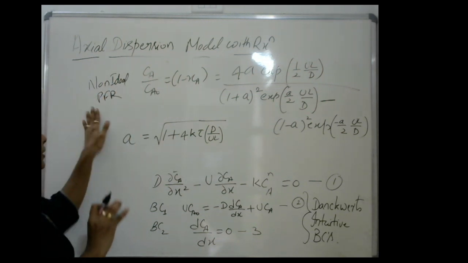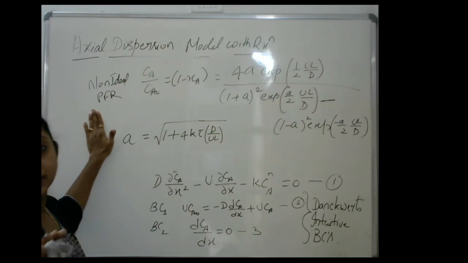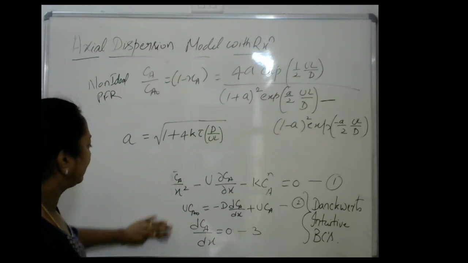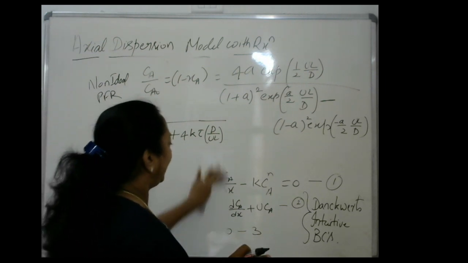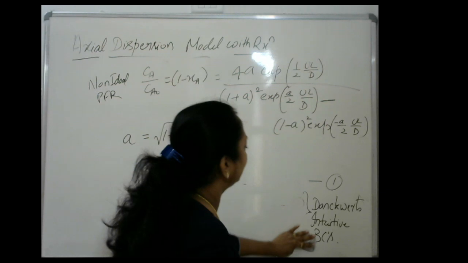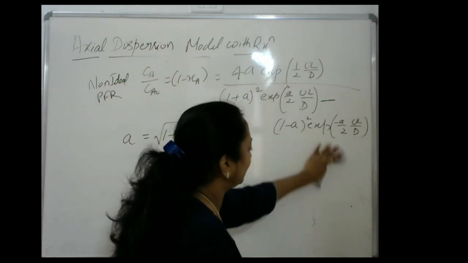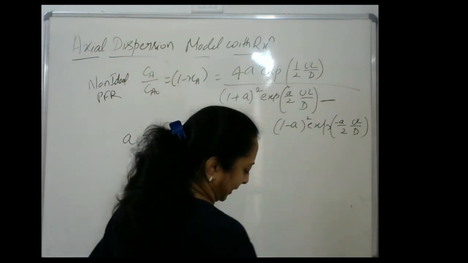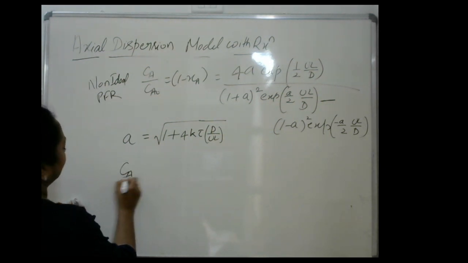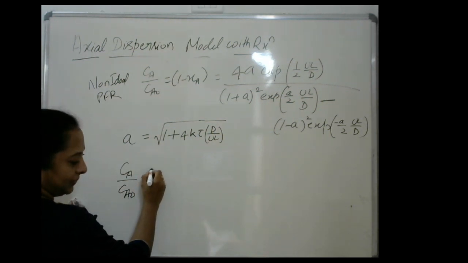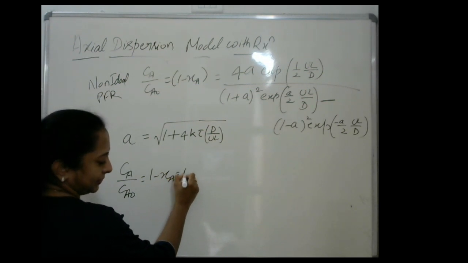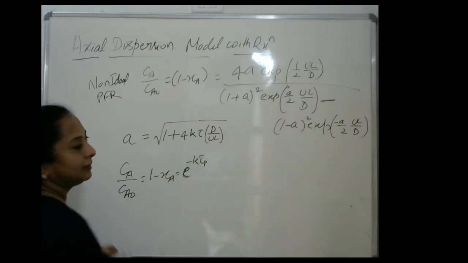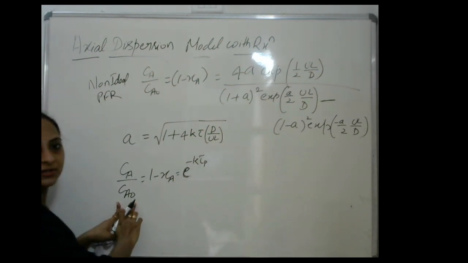And here in the non-ideal PFR, the cause for non-ideality is dispersion. Now if I write the equation to find the conversion in an ideal PFR, it is so simple. Just recollect the equation that you had derived for finding the conversion in an ideal PFR. It is just Ca by Ca naught, which is 1 minus Xa, equal to e to the power of minus k tau p. Such a simple equation.